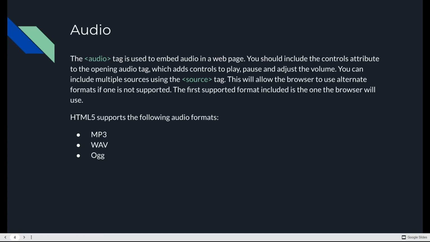Now, I mentioned already, but I mention it again because it's important. You should include the controls attribute in the opening audio tag, and this will allow the controls to play, pause, or adjust the volume through the browser. You can even include multiple sources using the source tag, and this allows the browser to use an alternate format if one isn't supported. Whatever format that's listed, the first one that's supported is the one that's used. And there's three audio formats supported by HTML5: MP3, WAV, and OGG.